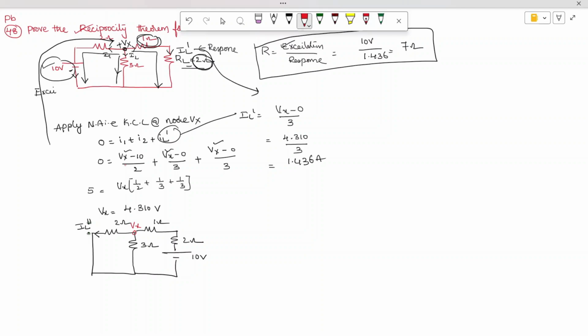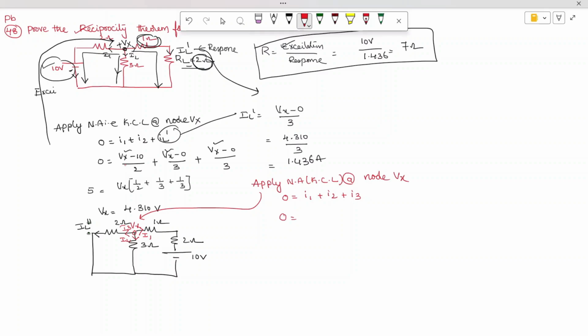Okay, so therefore when you apply it, let us assume the current in this branch is I1, the current in this branch is I2, the current in this branch is I3. Okay, so now in order to obtain the value of Vx, apply nodal analysis, which is nothing but Kirchhoff's current law at node Vx. When you apply, you can see here there is no entering current, all are leaving currents. 0 is equal to I1 plus I2 plus I3.